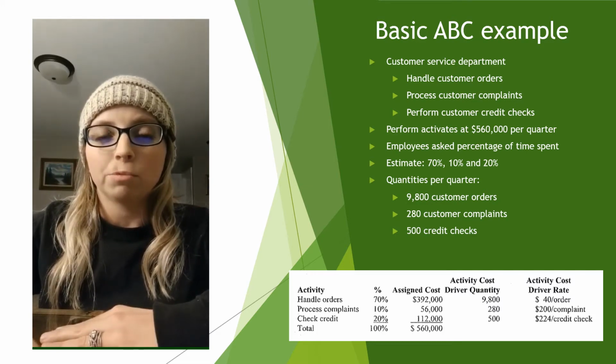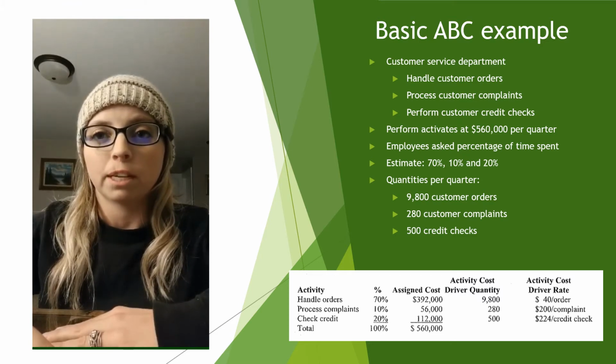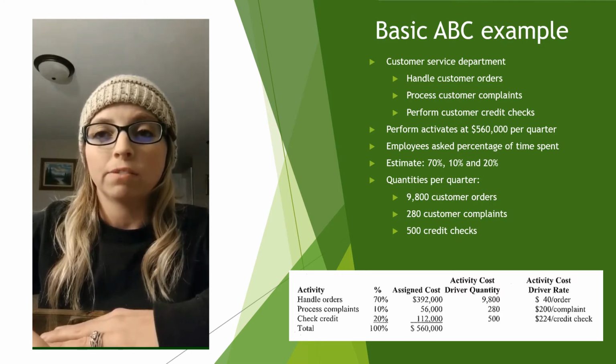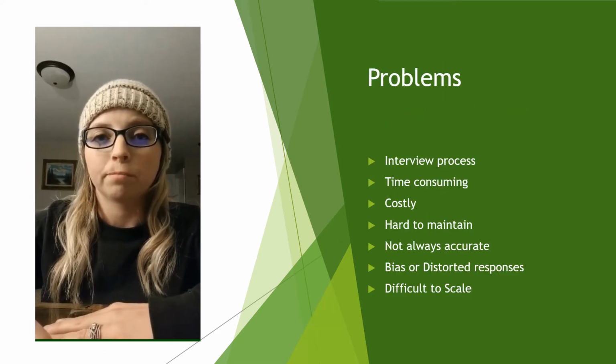With these values, we calculate the assigned cost by multiplying the activity percentages by the cost for each quarter. We also calculate the activity driver rate by dividing the assigned cost value by the activity cost driver quantity, as you can see in the table below.